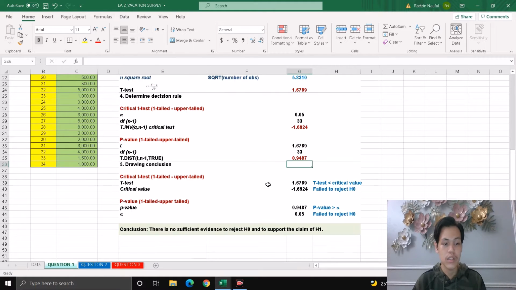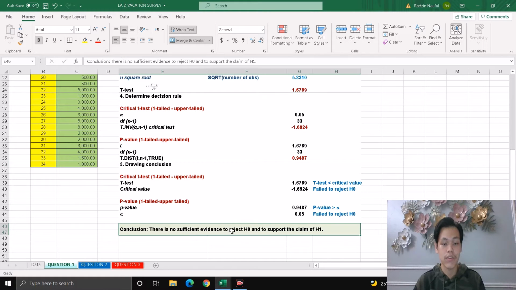For the conclusion, the t-test is less than the critical value, therefore fail to reject the null. And the p-value is more than alpha, therefore fail to reject the null. The conclusion is there is no sufficient evidence to reject the null and to support the claim of H1.